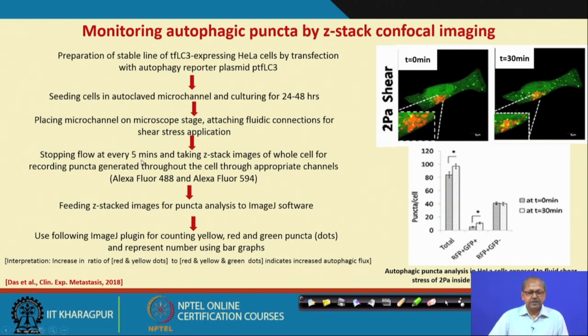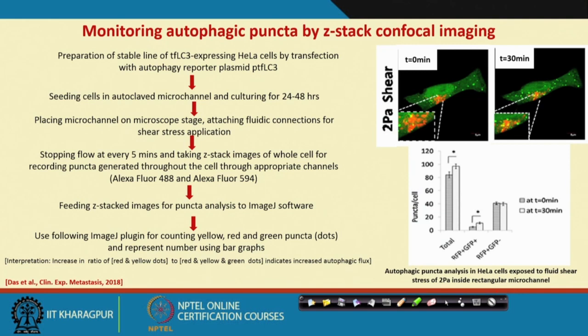Stopping flow every 5 minutes, we are taking z-stack images of the whole cell, with the microscopic channels fixed. Alexa Fluor 488 is used for green, and Alexa Fluor 590 for red. Then we capture all the puncta, where you can see green, yellow, and red puncta. Then we capture the images, and then we process the images.